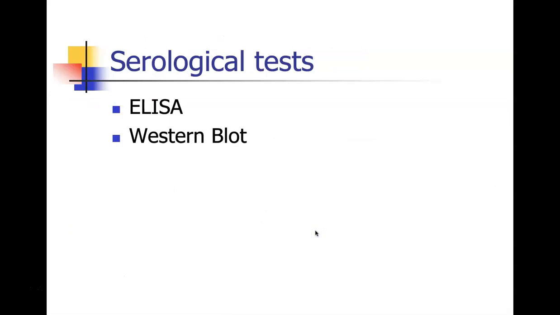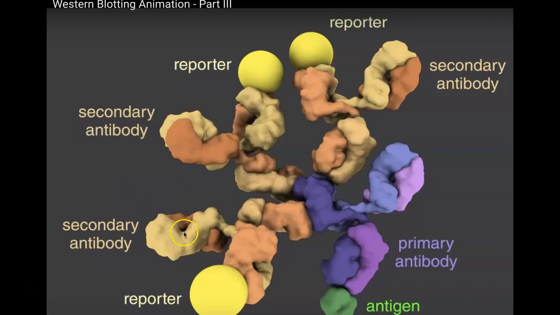Okay. So there's a couple of tests we can use to test for these things. You might have heard about ELISA or Western blot. And we can use these to test for antibody presence in your blood. Okay. And essentially this Western blot, here's a picture of it, is a way for us to test whether that's present. Because you can use this mechanism to visualize whether it's present or not.